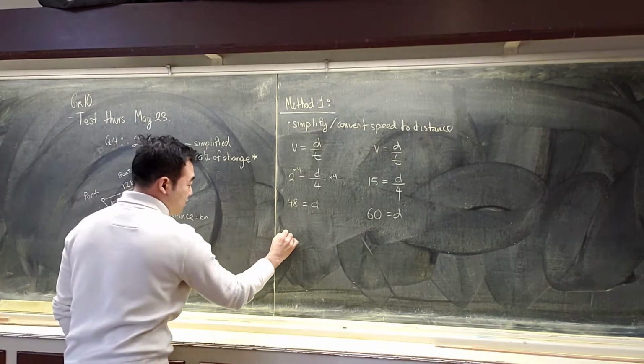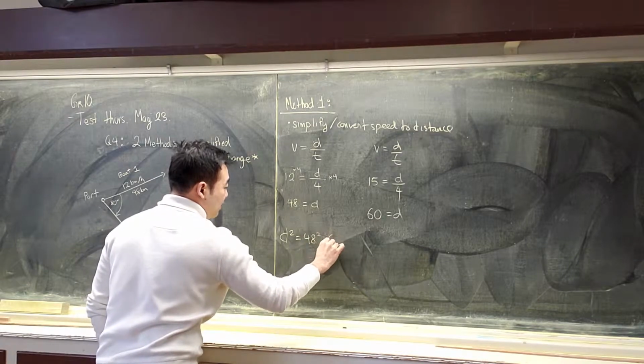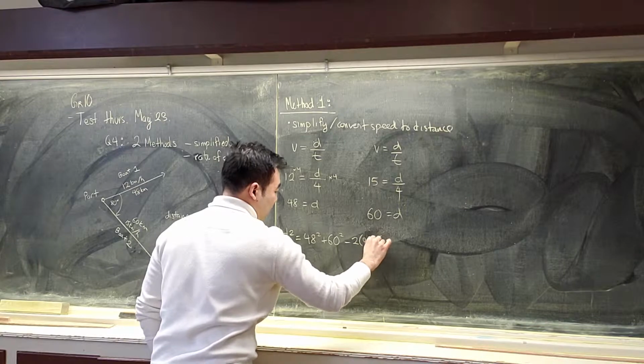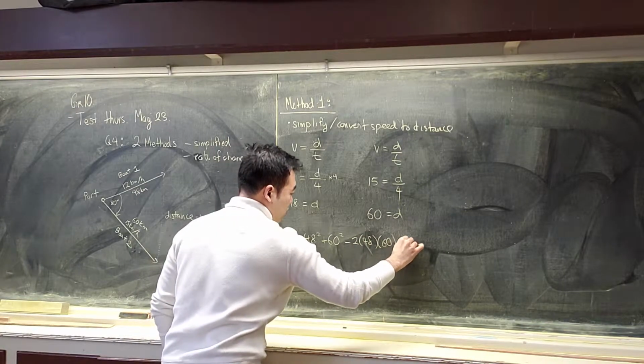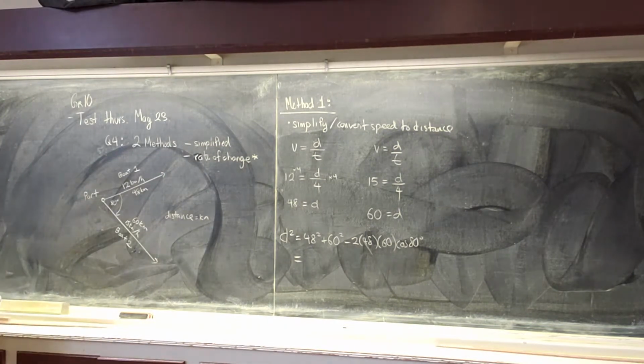If you're looking for distance, let's call this d. D squared is equal to 48 squared plus 60 squared minus 2 times 48 times 60 times cosine of 80 degrees. Plug that all into the calculator. I'll probably jump cut to the future. Now's a good time to take out your calculators and work through it with me.